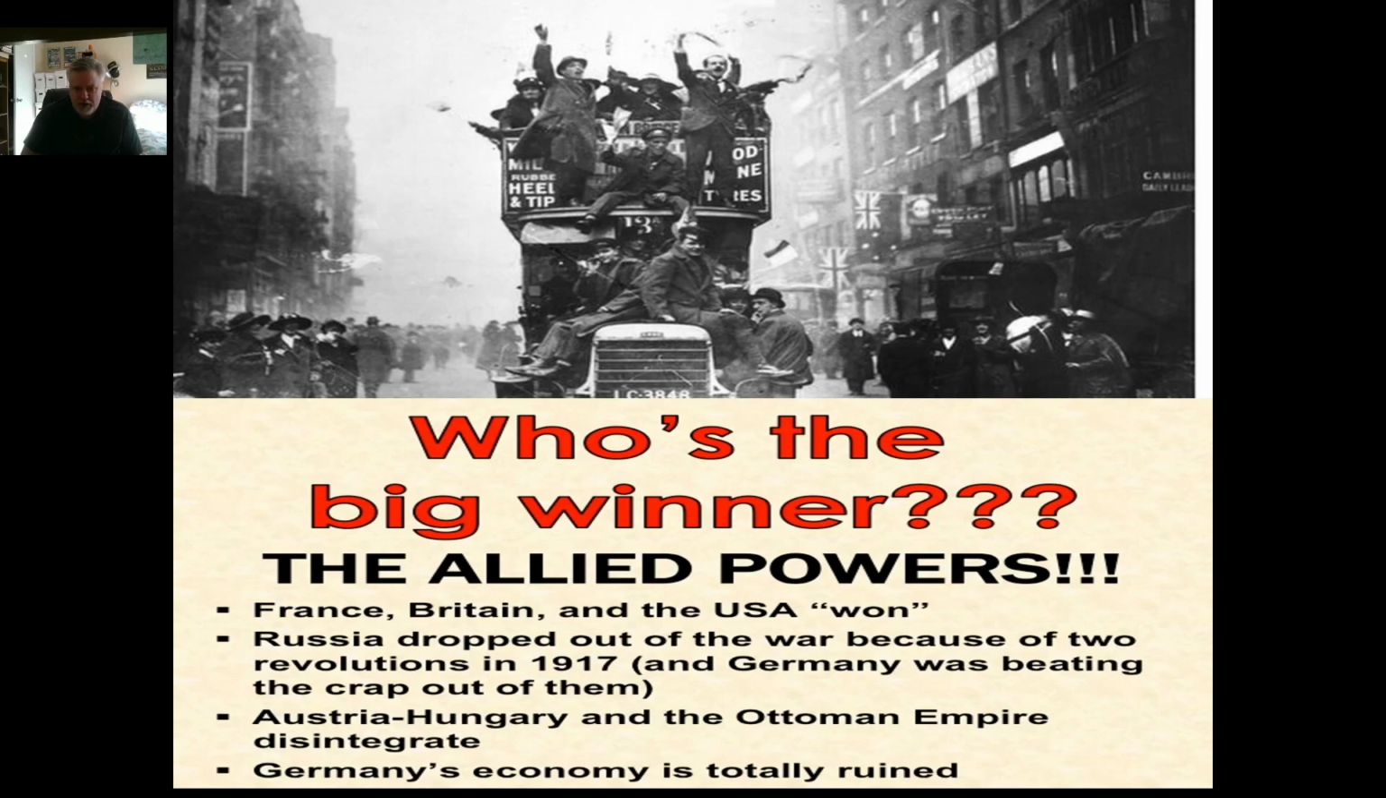Russia drops out of the war in 1917 because, as you saw from one of the previous slides, the Germans were beating the crap out of them. And we'll see casualty numbers later. The Russian casualties are heartbreaking. Austria-Hungary and the Ottoman Empire are falling apart by this point. And Germany's economy is completely devastated by this war.